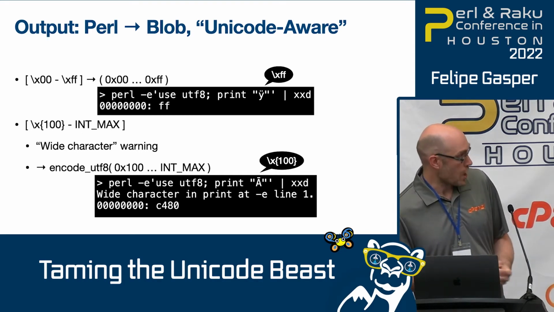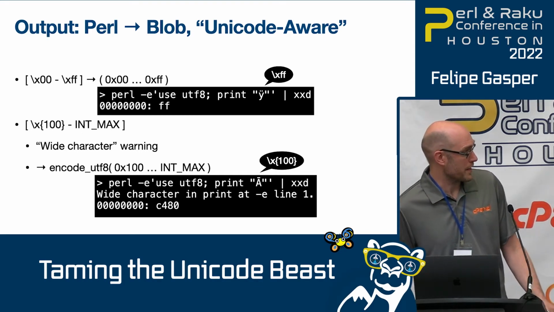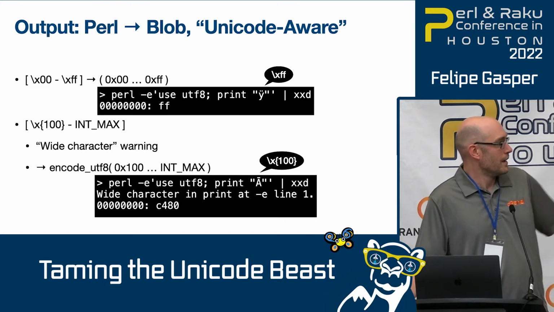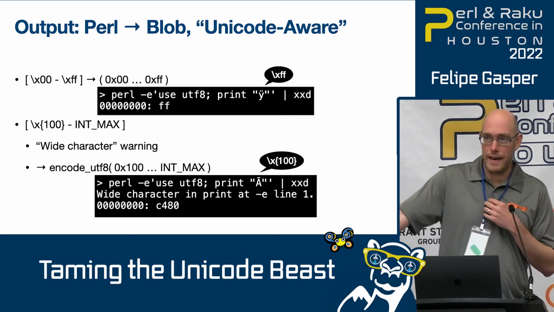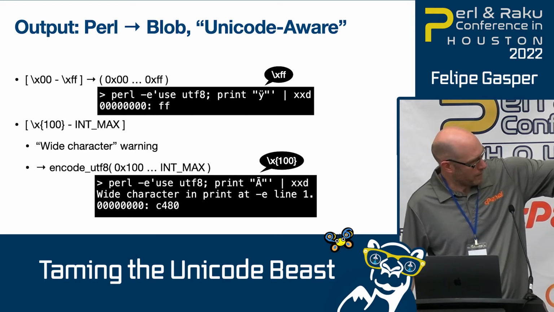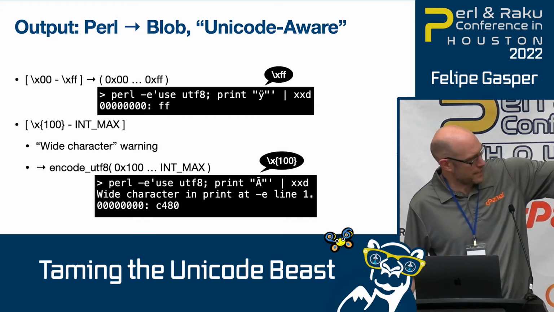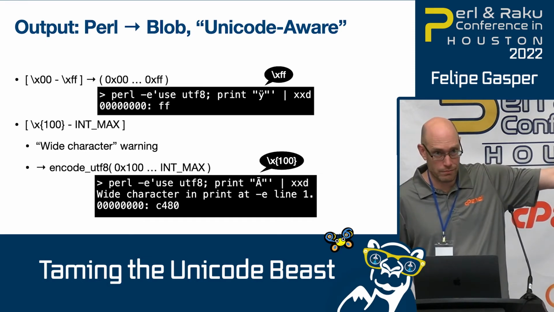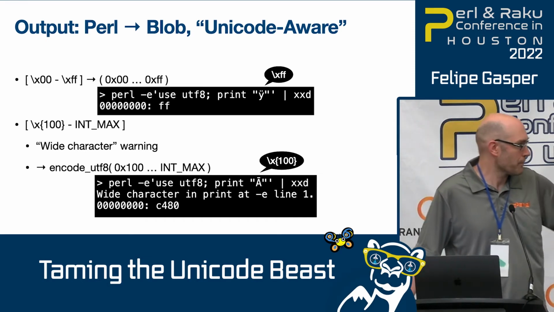For the ones that are, the way it works is if your code point is 0 to 255, 00 to FF, then it will just print out that code point as a byte. So that's why when I had \XFF, code point 255, that just printed out byte 255.